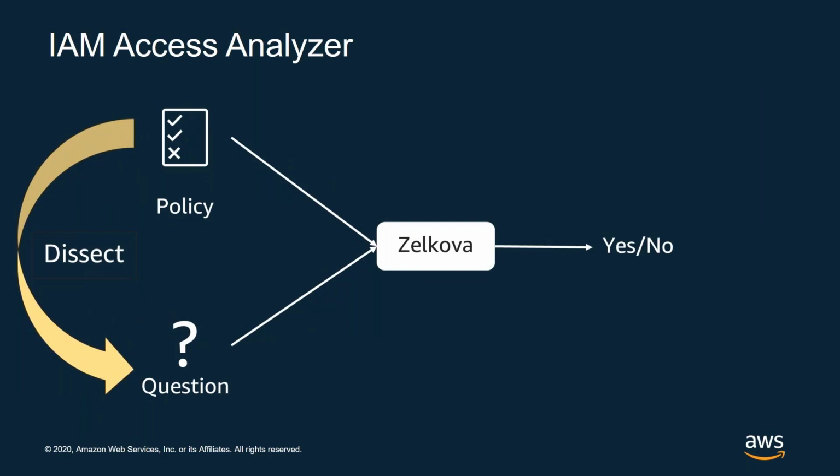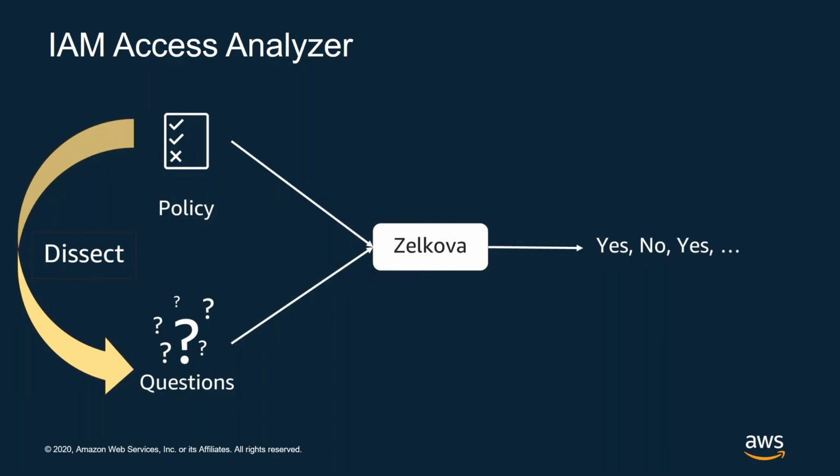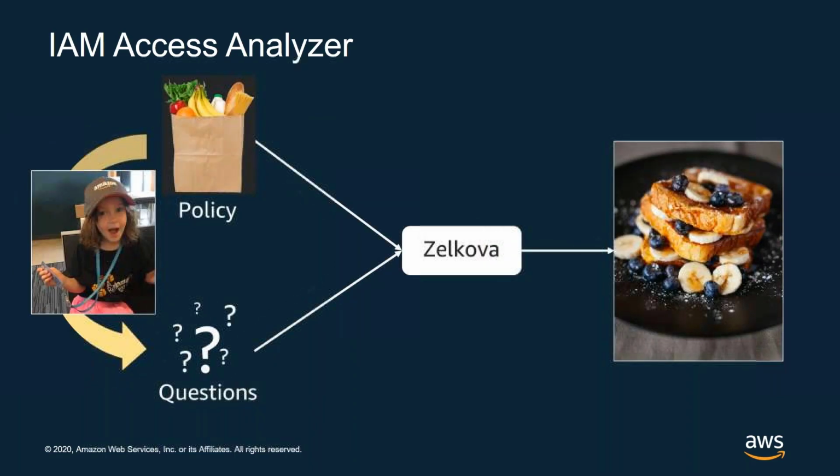So essentially, to reiterate, what we did was we looked at the policy and dissected it into a bunch of questions and fed it to Zelkova, and it gave us a string of yes or no answers. And that's how we created IAM Access Analyzer and that's how it works under the hood. An analogy that we like to use is it's like a 5-year-old looking at a grocery basket of different stuff and asking a bunch of questions. So are we having French toast? Are we having milk? Are we having fruits? And all of these are yes or no questions that Zelkova understands. And at the end, it gives you a yes or no answer based on that. And then you get to your finding, which is the dessert at the end.